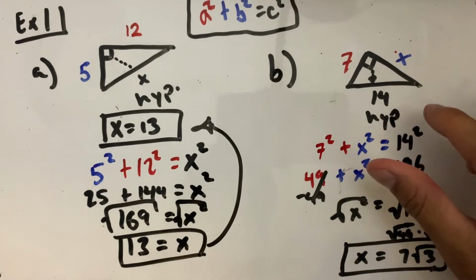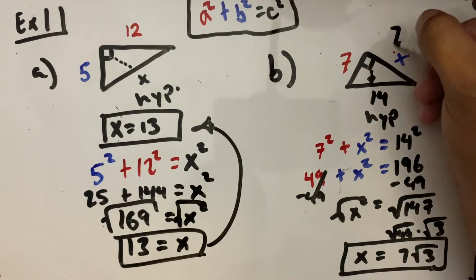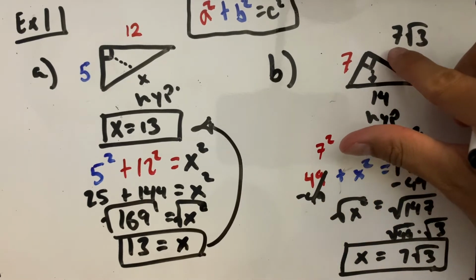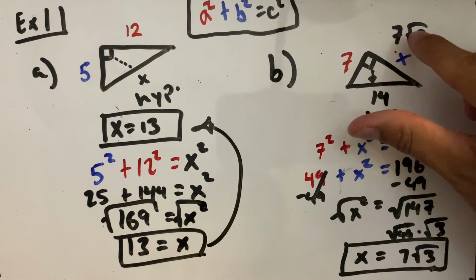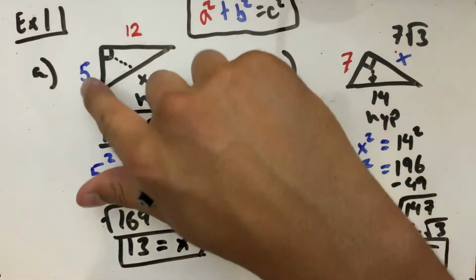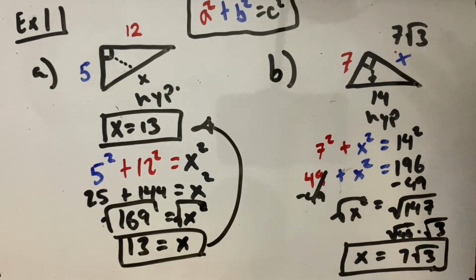Just to remind you, the hypotenuse is always the longest side length, okay? So if you were to put 7 times the square root of 3 in a calculator, it's not going to be bigger than 14. 13 is obviously bigger than 5 and 12, so just a reminder, heads up.